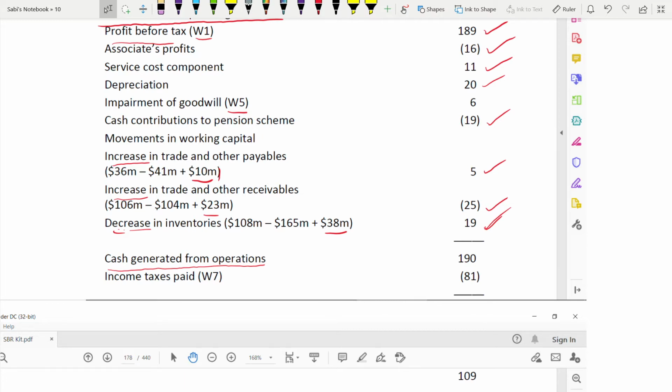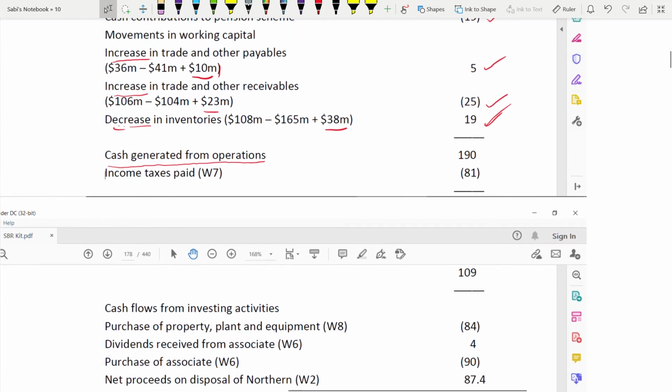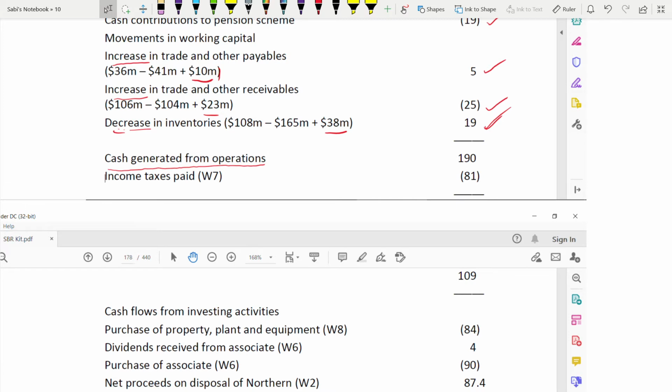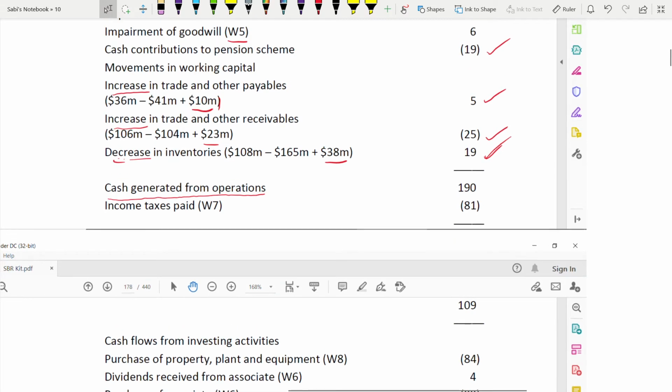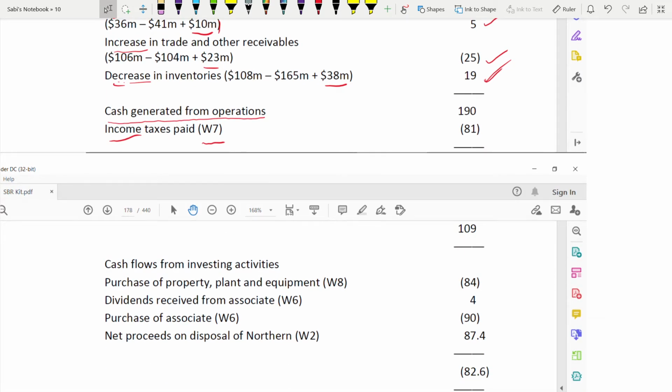From here, what do you do? You deduct interest, but there is no interest. Usually you deduct interest and tax, but since in this question there is no interest, only tax you deduct, income tax. For that also working 7 is there because we have two types of tax, one is income tax, one is deferred tax. We need to do working for it.